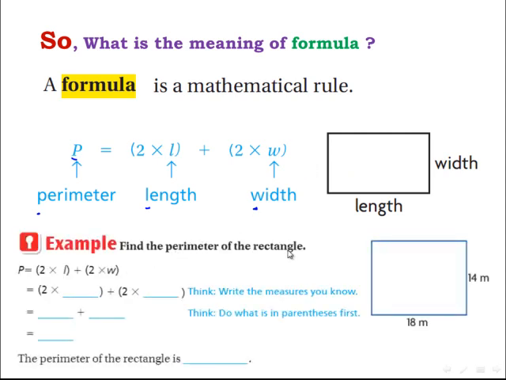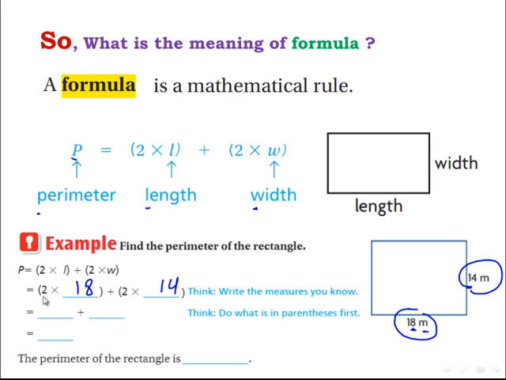Let's solve again. Find the perimeter of the rectangle. The rectangle's length is 18 meters and its width is 14 meters. Also, length is greater than width. Alright, let's apply the formula to find the perimeter. Our formula says 2 multiply L, L equals 18, plus 2 multiply W, W equals 14.